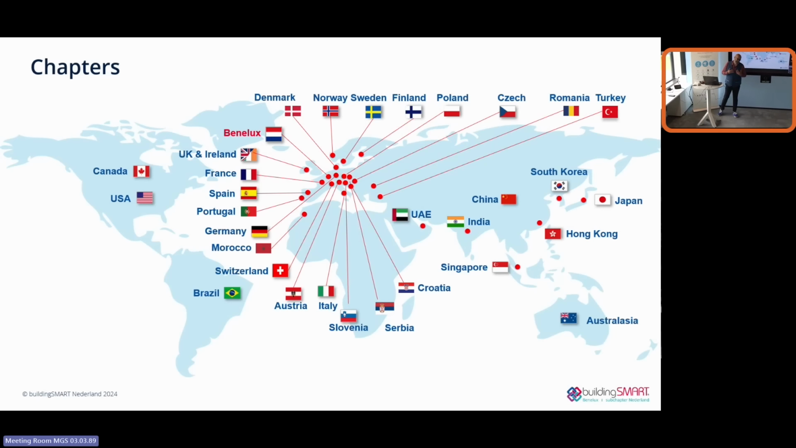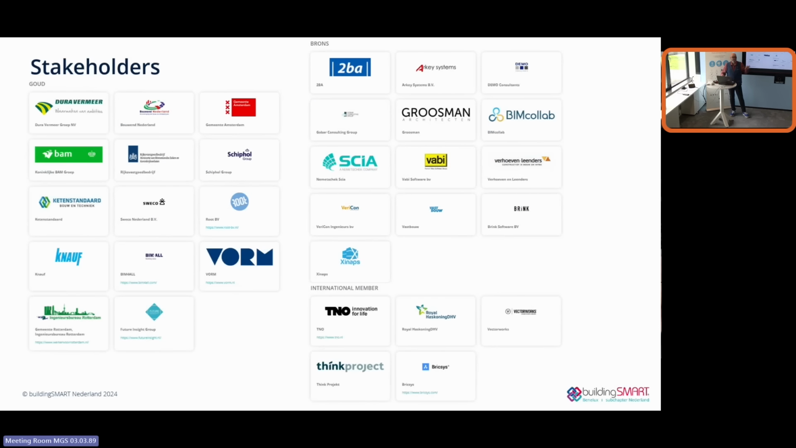buildingSMART International is, like I said, a non-profit organization, and we have chapters all over the world. I think we have 30-something. It's really expanding a lot. So we are organized by chapters, and we work very closely together. Next month, we are having a chapter conference where we combine our activities and share information with each other. As you can see, it's really global. For the Netherlands, we have stakeholders, and we are very glad that Xinaps recently joined us as a bronze stakeholder.